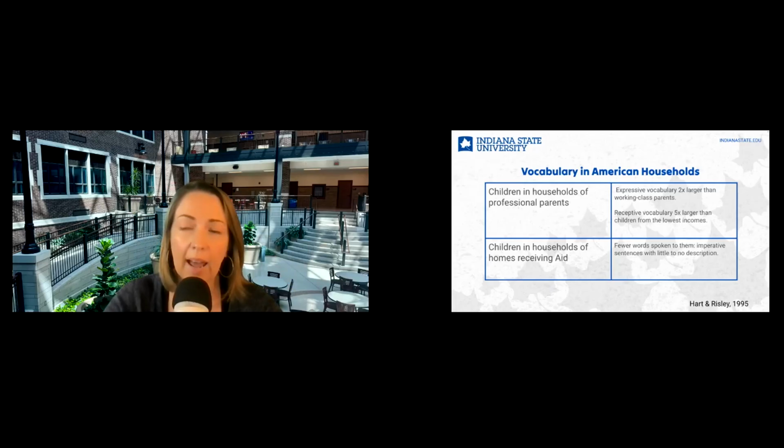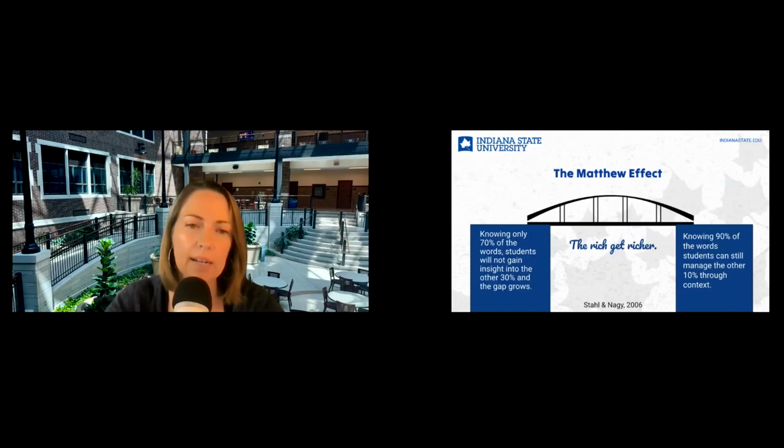So input versus output. Expressive vocabulary references output. So those children have an expressive vocabulary that's 2 times higher than their working class peers, and their receptive vocabulary is 5 times higher than those low-income families. So when we talk about the knowledge gap or the achievement gap between the haves and the have-nots, one of those ways that they are at a disadvantage is based on their vocabulary. There's this idea called the Matthew effect, where the rich get richer. And that's true with vocabulary.